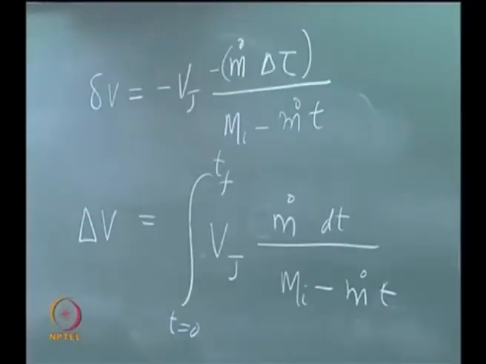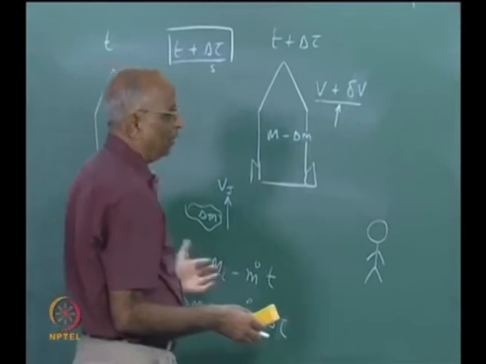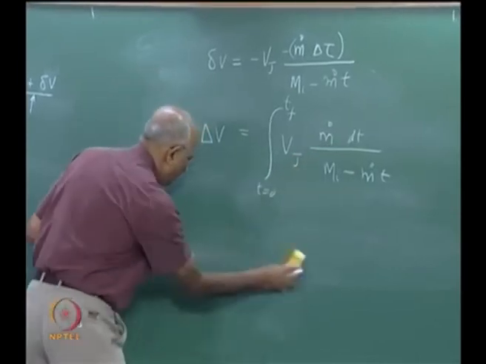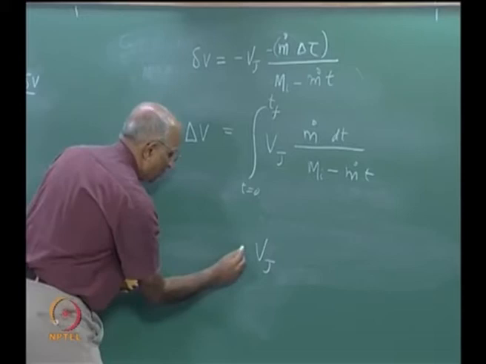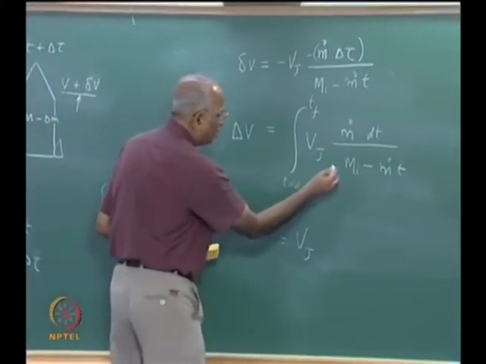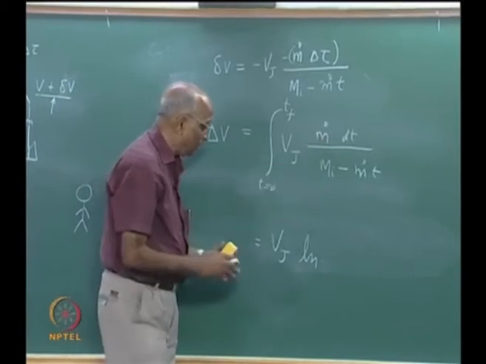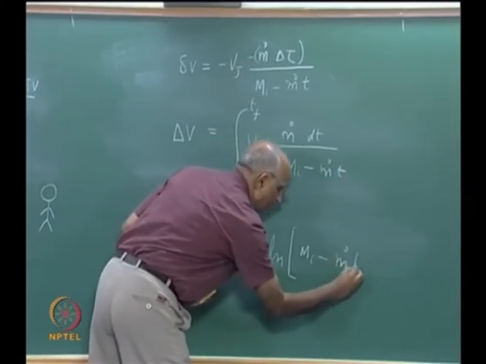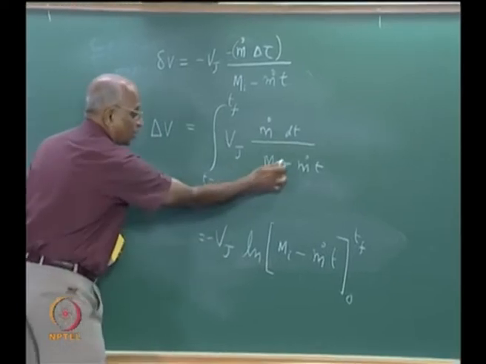Let us ensure this is absolutely clear, because this is the basis of Tsiolkovsky's equation or the rocket equation. I want to integrate this equation from the start of the rocket at 0 velocity to the final value at tf, and therefore I integrate vj from this to this, and what expression do I get now? It is equal to vj, let us assume that the velocity with which it is leaving is a constant vj, into the logarithm of, now I get another negative sign, that is 1 over m dot cancels, and therefore I get ln of (m_i minus m dot t) going from 0 to the final value of t. And of course, I get a negative sign because of this over here.